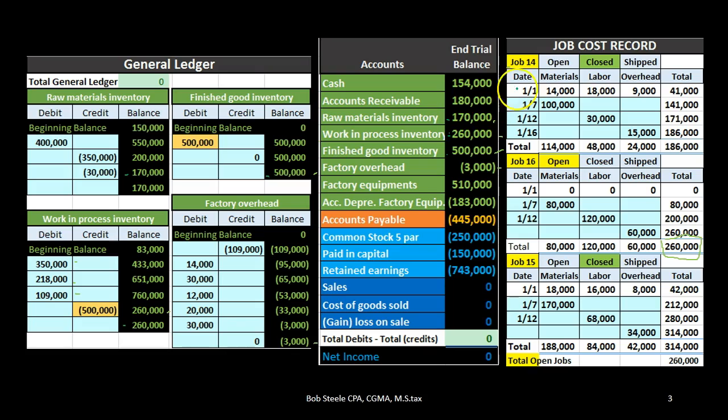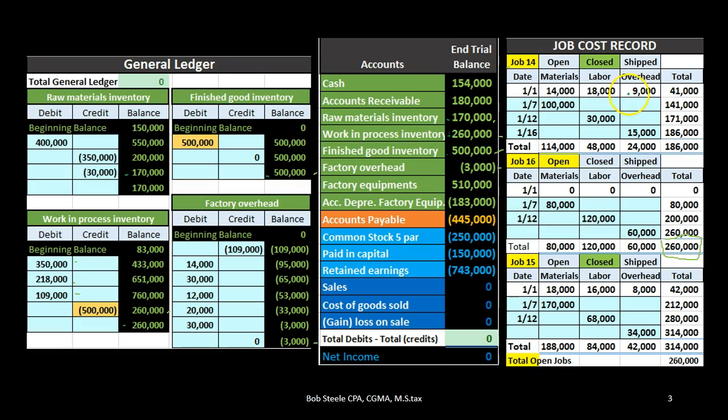In order to do that, we use a job cost system, backing up the work in process and backing up the finished goods with job cost sheets. For example, we have job 14, 15, and 16 here. We're tracking the materials, the labor, and the overhead per job.